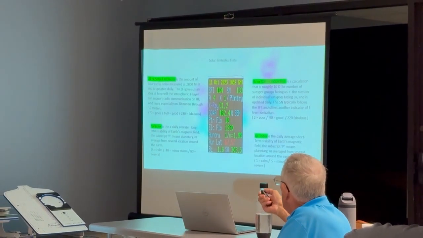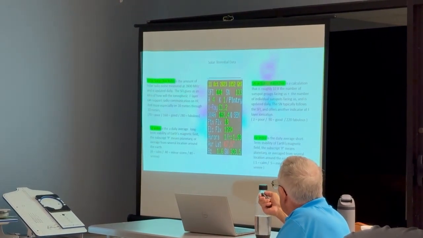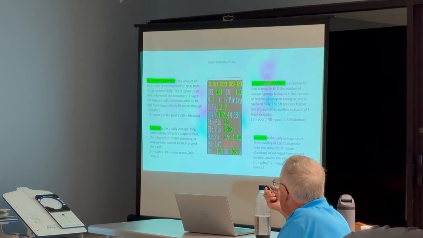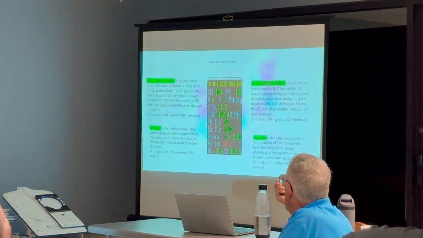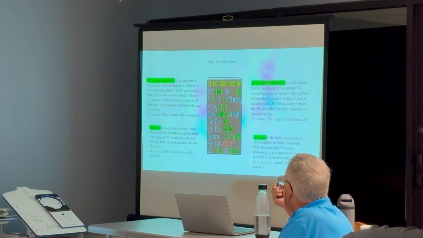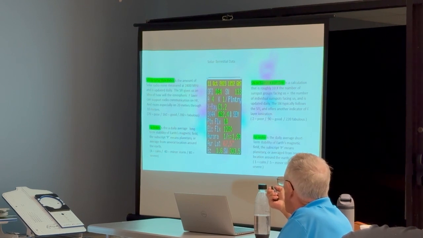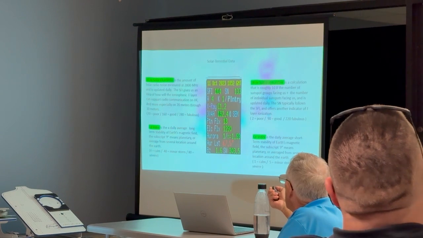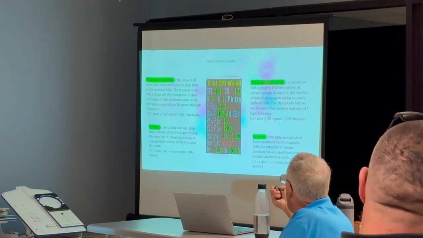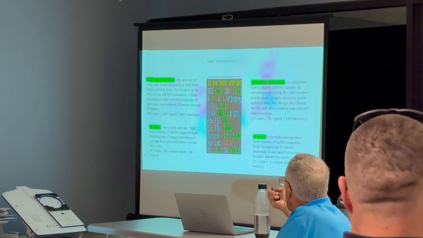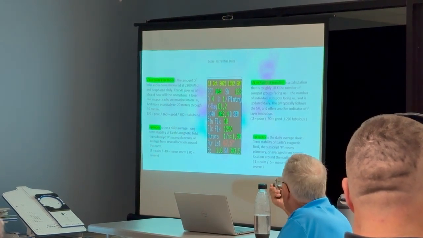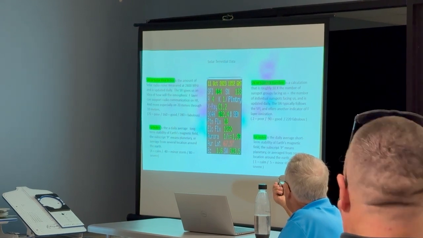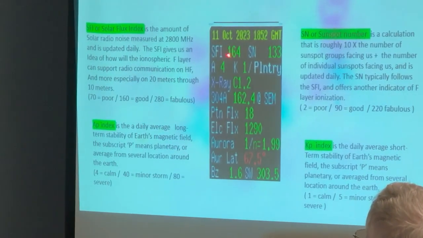Now the solar flux index gives you an idea of how the ionized F layer can support radio communications on HF, and more especially on 20 through 10 meters. Now 70 is poor, 160 is good, and 280, we can just hope to get something like that. On this particular one, which I took off of QRZ so I could present it here, you see we have a solar flux index of 164.